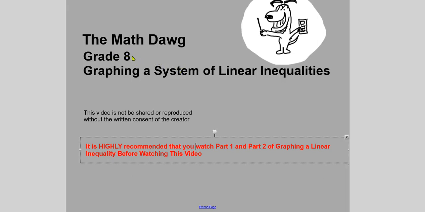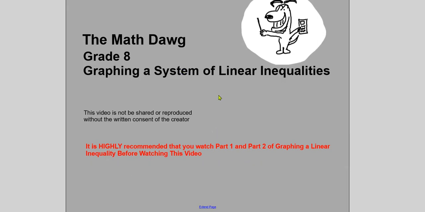I list this as a grade 8 in the Common Core, but this certainly is something that will be talked about in any Algebra 1 course, and also would usually be covered, at least covered, possibly covered first time or reviewed in a geometry course as well.